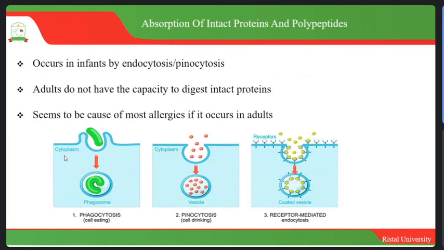Then absorption of intact protein and polypeptides. Intact protein is one that has not been fully digested or broken down. So it is just protein in solid form. This occurs in infants. If you're an adult, this is actually one of the things that causes allergies, because you cannot break down such kinds of proteins. Once you take it into your body, your immune system recognizes it as a foreign substance. However, in children or infants, they have endocytosis or pinocytosis. So adults do not have the capacity to digest intact protein. That is what I mentioned earlier. Your body cannot break down or digest it.